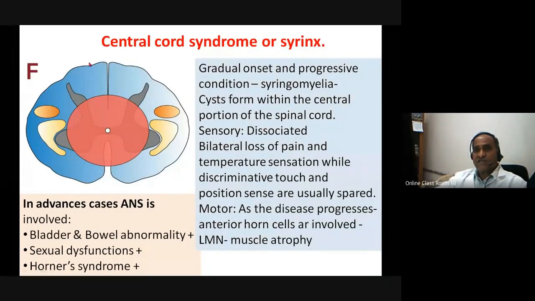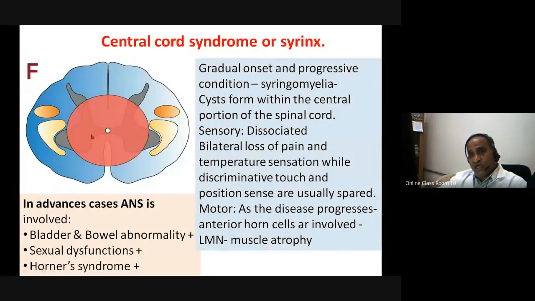While this part, the posterior column, the discriminatory touch, is intact, because this circle has to increase its wideness. So even with this, this component of the posterior column is still intact. And looking at the motor components, here what happens? The anterior motor neurons are the next ones, they may be lost. As the disease progresses, the anterior motor neurons are involved.